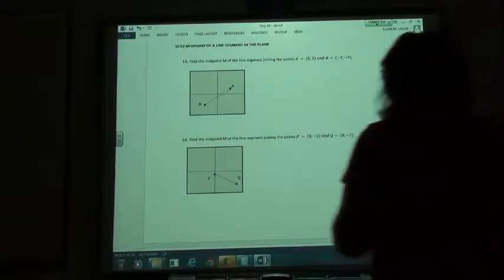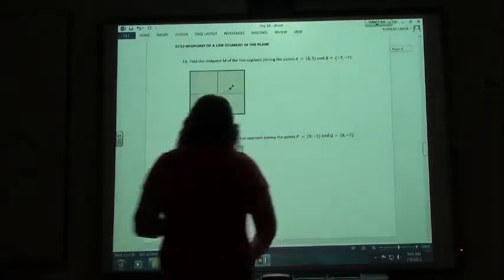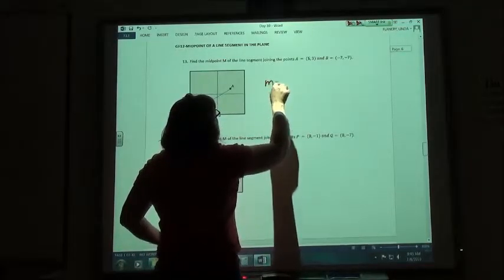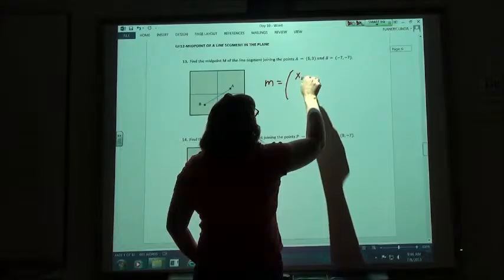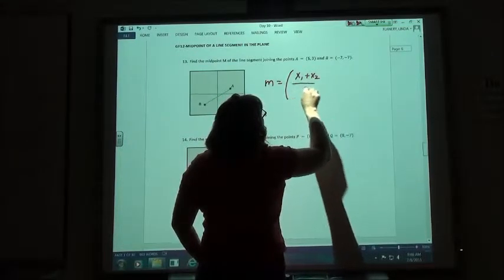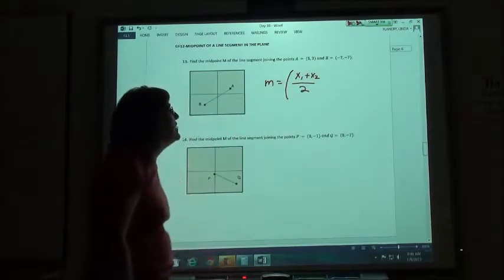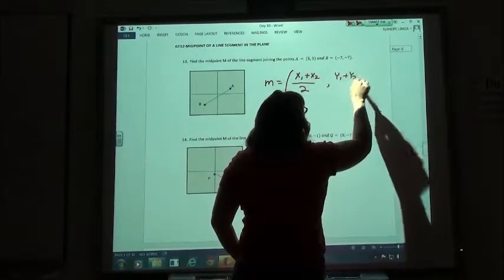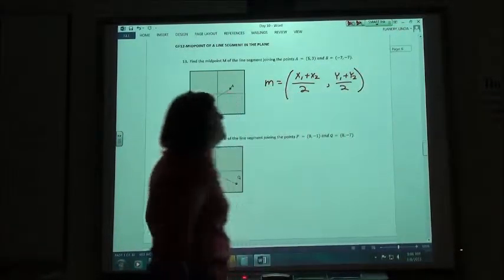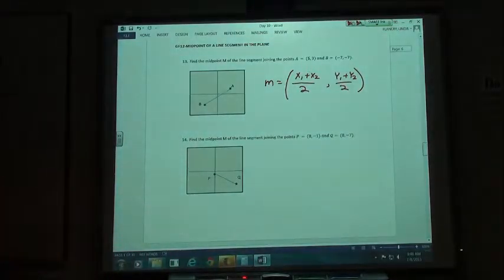The next ones want us to find the midpoint of a line segment in the plane. The formula for midpoint, we're just really averaging. So what we're going to do is take x1 plus x2 divided by 2, and that will give me the x value of my midpoint. And my y1 plus my y2 divided by 2 gives me the y value of my midpoint. So I'm just averaging the x's, averaging the y's.